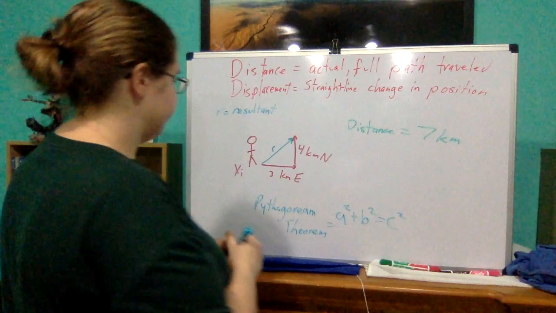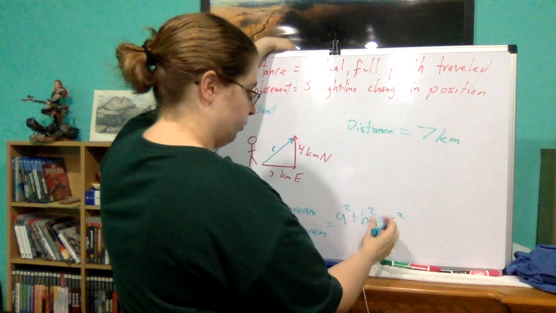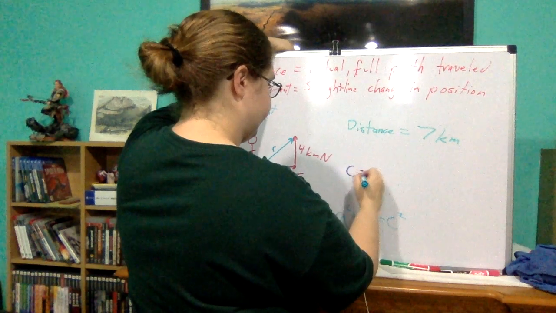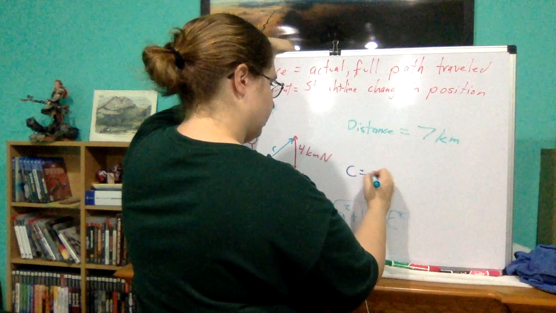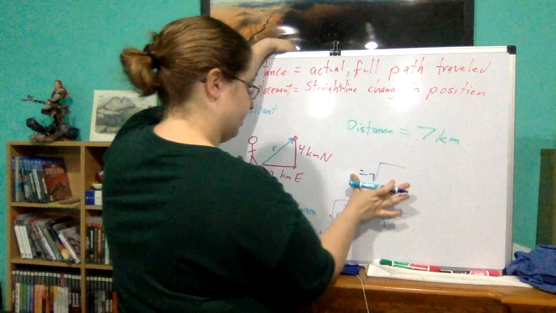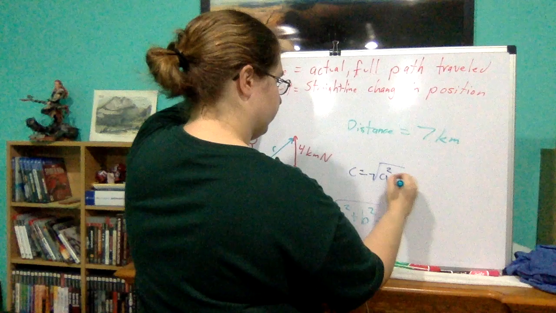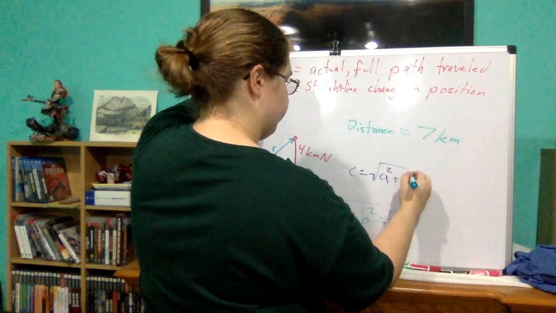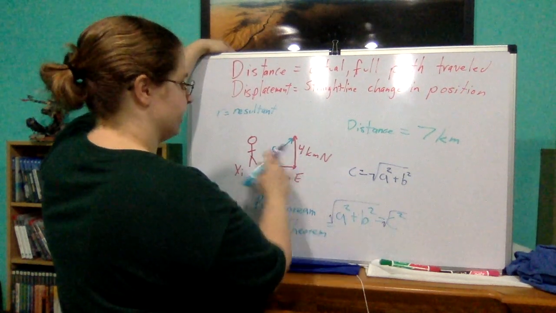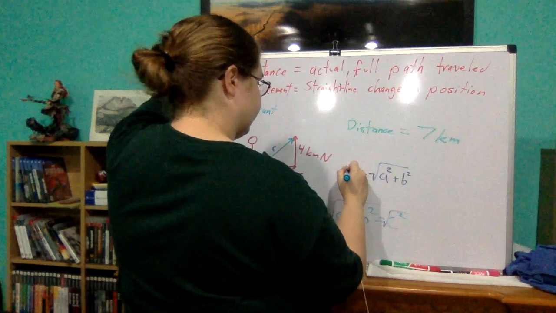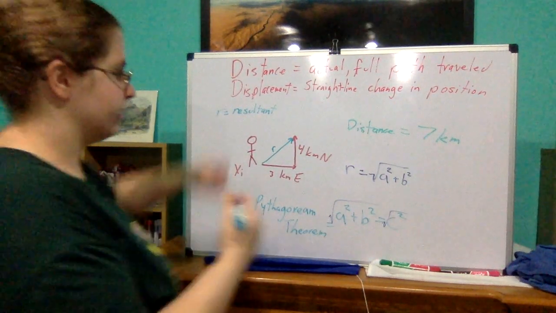So we can rearrange this. I want to find what c is, so I have to take the square root of both sides. So c equals the square root of a squared plus b squared. Now remember, we said that c in the Pythagorean theorem is the same thing as R, our resultant. So I'm just going to put that in there now. All right, let's go through and solve this then.